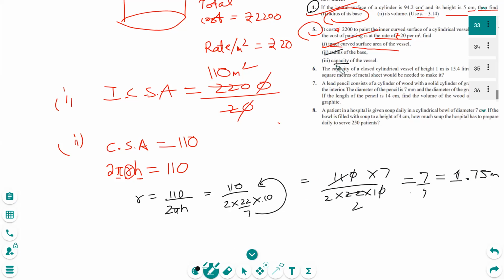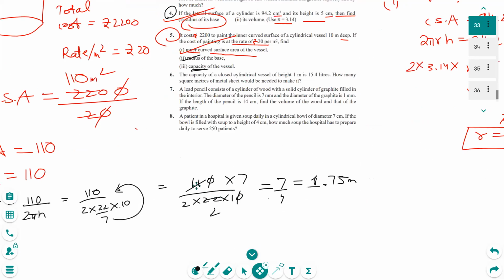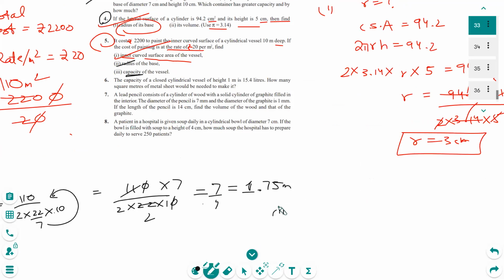What do you understand by capacity? What do we need to find? So volume. To calculate the volume, you have all the values. You have your radius, you have your height, you have your pi, not the eating pi, the value of pi. Tell me the value.